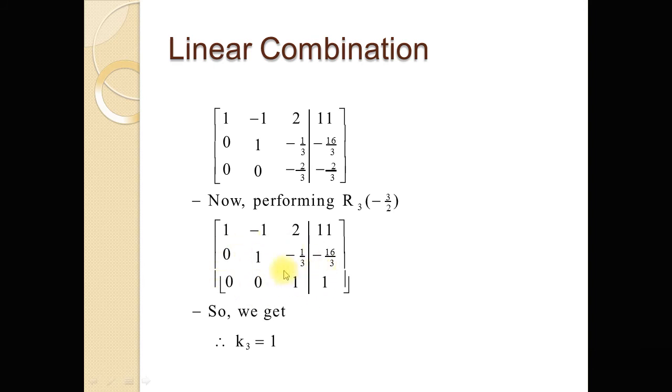And this is a consistent system, because the rank of matrix A is equal to the rank of the augmented matrix. Rank means the number of non-zero rows in echelon form. In the coefficient matrix the number of non-zero rows is 3, and in the augmented matrix it is also 3. So the rank of the coefficient matrix is equal to the rank of the augmented matrix, and is equal to the number of unknowns. We have 3 unknowns in the system, k1, k2 and k3, and the rank of both is 3.